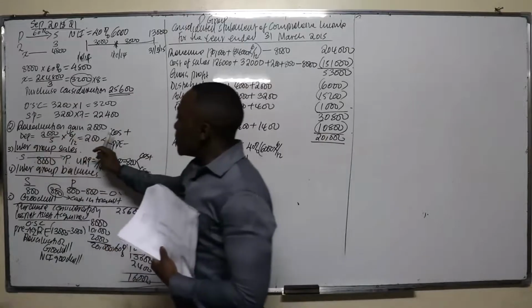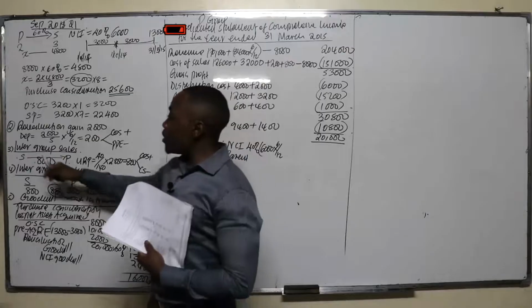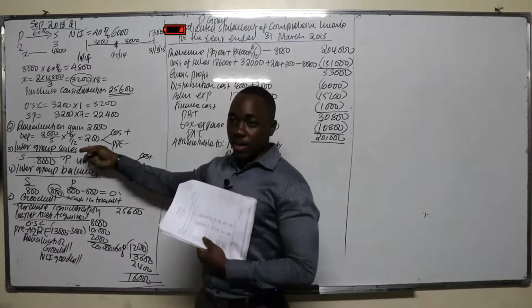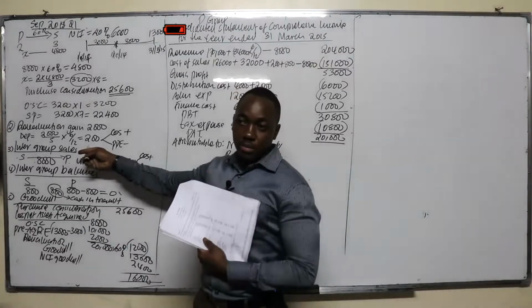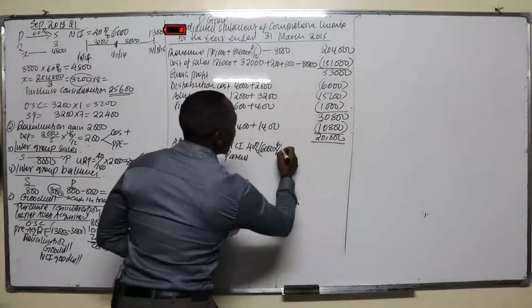S depreciated an item of plant by 2,000, right? That means they had not yet accounted for this depreciation of 200. Do you expect the depreciation to increase or reduce the profit? Decrease. So you deduct depreciation of 200.